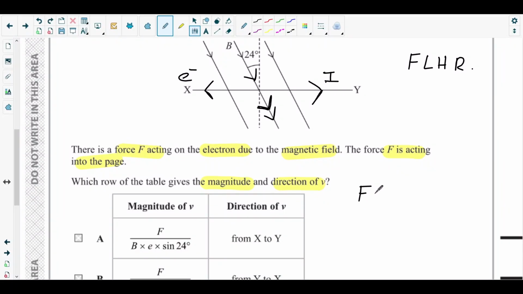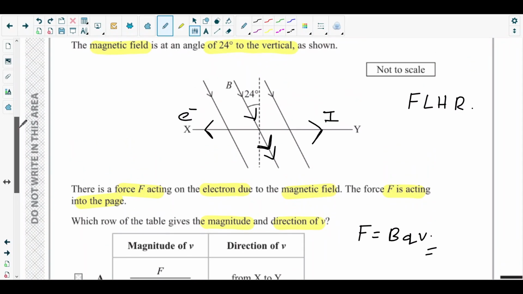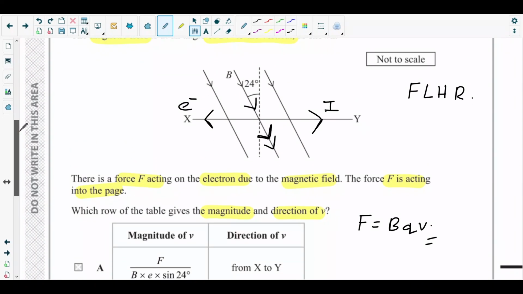This is F equals BQV. This formula is for when the magnetic field is perpendicular to the current, but here the magnetic field is not perpendicular to the current. So in that case, we need to figure out the perpendicular component of the magnetic flux density.